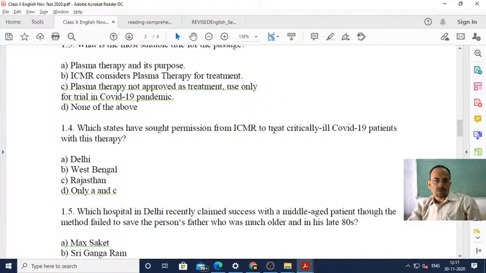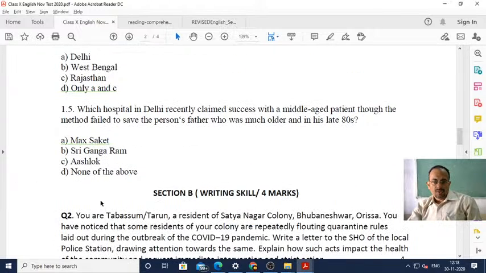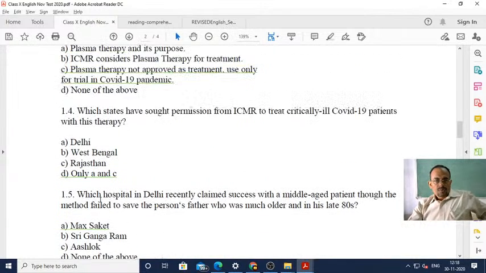Which states have sought permission from ICMR to treat critically ill COVID-19 patients with this therapy? So A and C, Delhi and Rajasthan. Next, which hospital in Delhi is it? Max Saket. Max Saket Hospital claimed success with a middle-aged patient, though the method failed to save the person's father, who was much older and in his late 80s. So dear students, that's all about it.